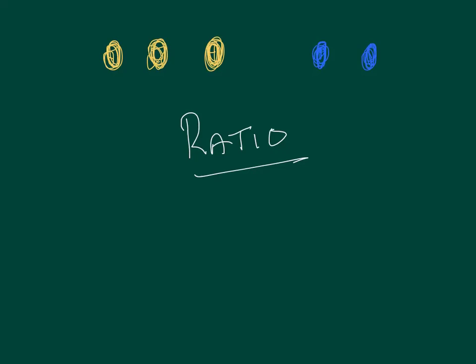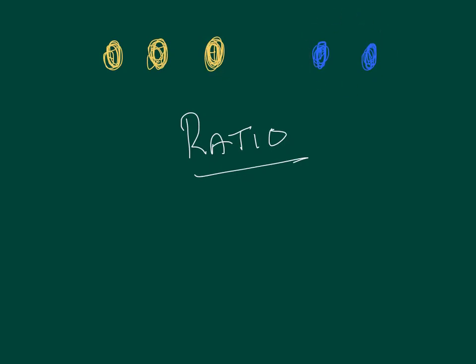G'day. This week we're going to go on to the topic of ratio. Now, ratio's about talking about quantities that are in an order. So let's talk about the quantities of the dots at the top of the screen. You should be able to see that there are 5 dots there. 3 of them are orange and 2 of them are blue.